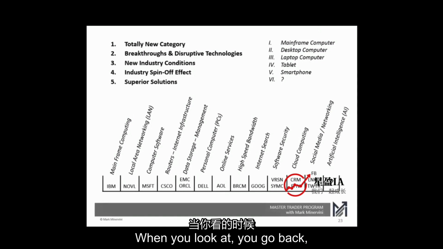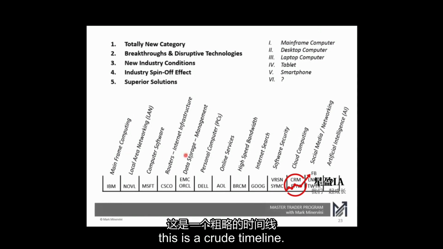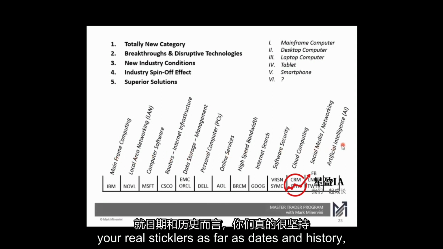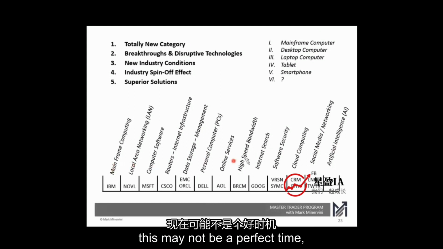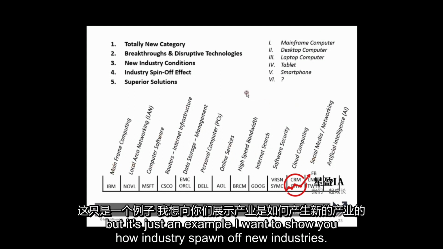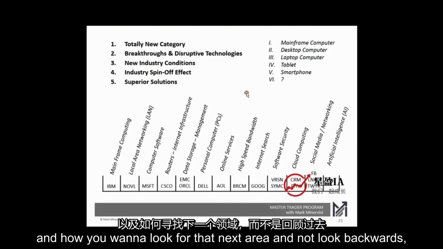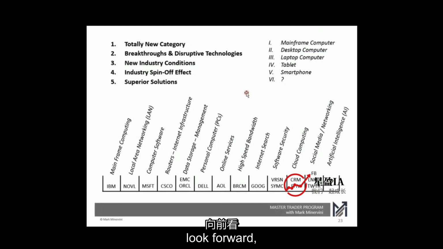When you go back to mainframe computing, this is a crude timeline. It may not be perfect. So some of you, if you're real sticklers as far as dates and history, this may not be a perfect timeline, but it's just an example. I want to show you how industries spawn off new industries. And this is happening right to this day. And I just want to show you how everything sort of is connected and how you want to look for that next area and not look backwards, look forward.